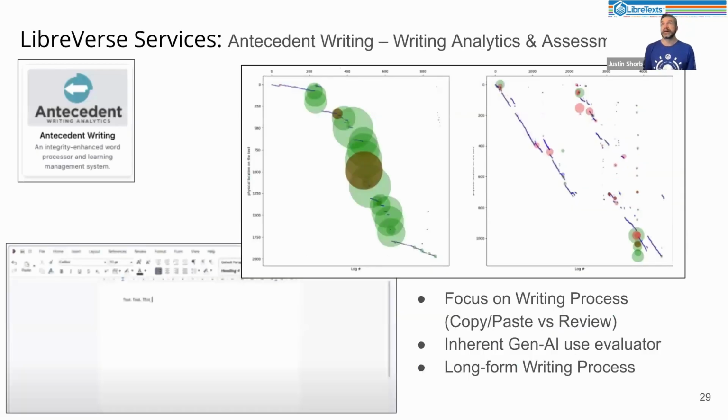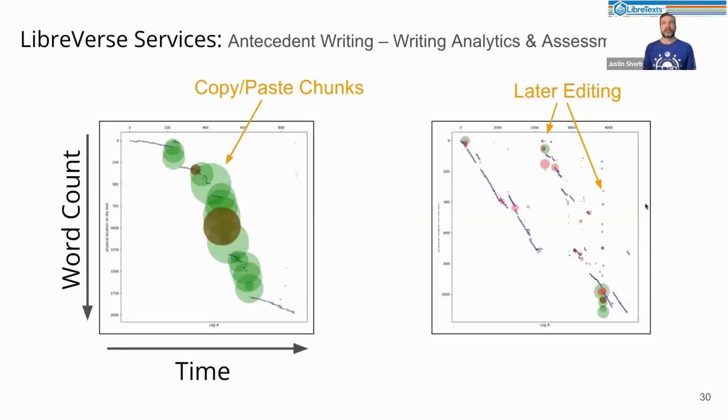The newest addition to our platform is the Antecedent Writing Analytics. It is a word processor online for students to type in, so you get real-time analytics of how they're writing. So the student on the left here was doing a lot of copying and pasting. Those large green circles mean a lot of words were added at once in time.